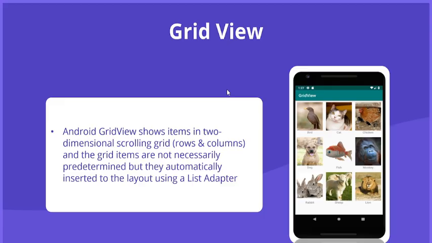So you can see a GridView design in the picture here. Now you can also see, hopefully, that items are listed both horizontally and vertically. And you can define the number of columns and rows. So let's go to Android Studio and see it in practice.